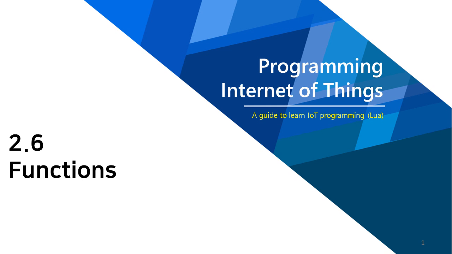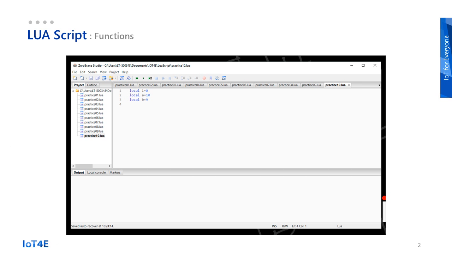In this lesson, we'll go over functions. We have used the term function a lot, but never used any outside of the provided functions in the string or math library. In a new file, create three local variables: i equals 0, a equals 10, and b equals 9.